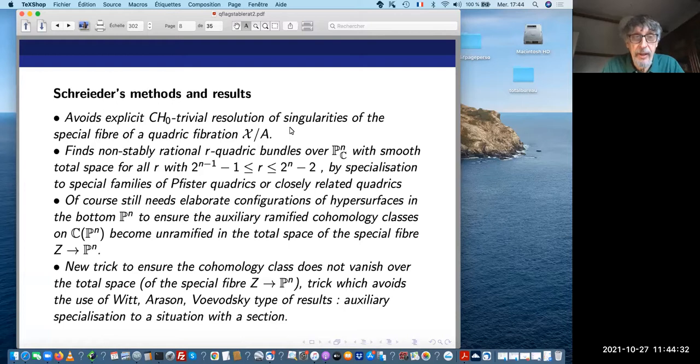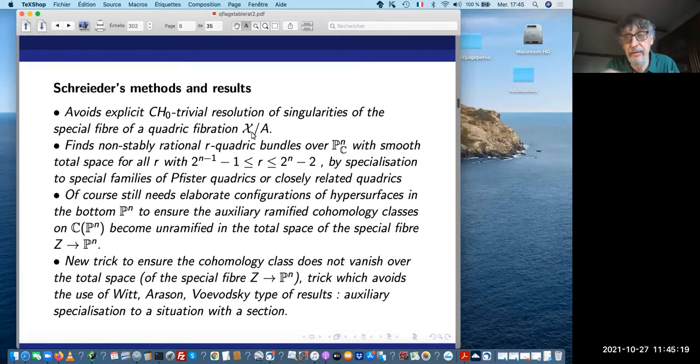ingredient in Schreieder's arguments is that he manages to avoid CH0 trivial resolution of singularities of the special fiber of a quadric fibration. So if you study a quadric fibration, in the previous papers, they started with a special quadric fibration, say over P^n, and then they did the resolution of singularities of the total space. And this is painful because you already have to do it explicitly, and this is not easy. There's no magic to do resolution of singularities of a given variety. And what Schreieder noticed is that if you look at a family of quadrics over P^n, in general, a quadric fibration, that's what you want, then there are tricks to avoid this explicit resolution of singularities. That's a very important point. It gives a lot of leeway in the arguments.